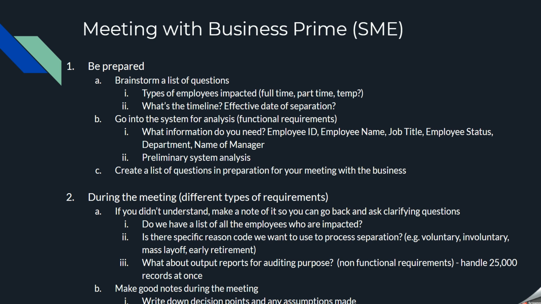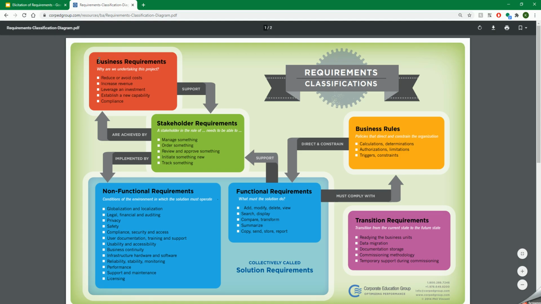Because it has more to do with the system capacity versus the actual functional requirement of the system. And then you also have to make sure to take good notes during the meeting, write down any of the decision points and any assumptions that were made. So now I want to bring it all back together by talking about different requirements classification.